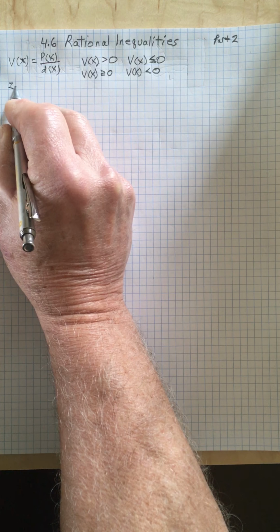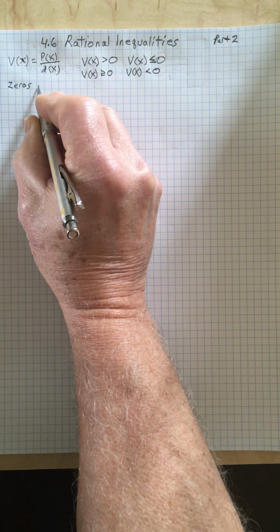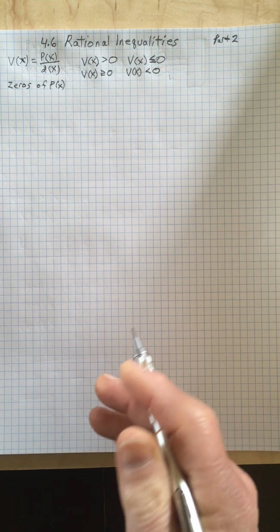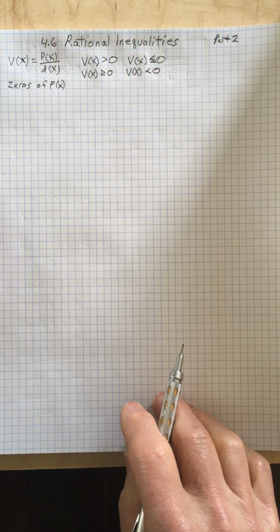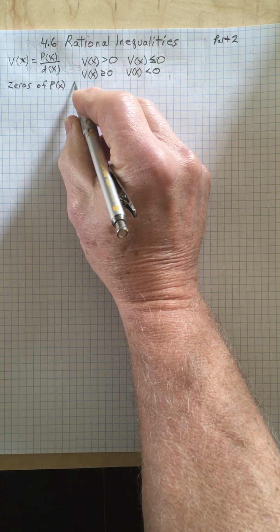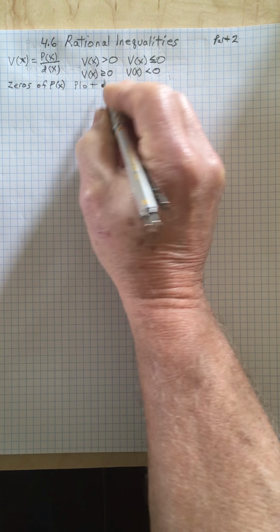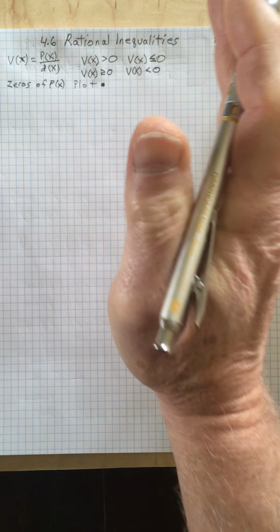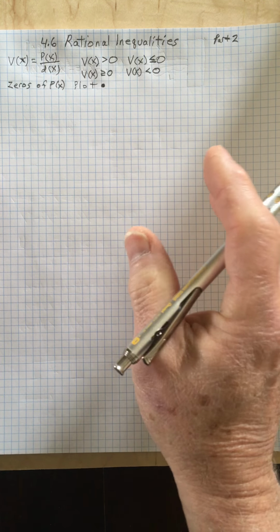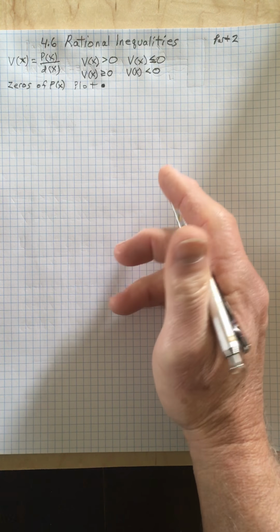We have the zeros for the numerator, or p of x. Those we're going to treat exactly the same as we did for the polynomials. Those are just zeros, so we're going to plot them, and we're going to plot them with a solid dot, just like we did. And that's going to create some intervals on the line where we're going to find out if the function is positive or negative, or above or below the x-axis.